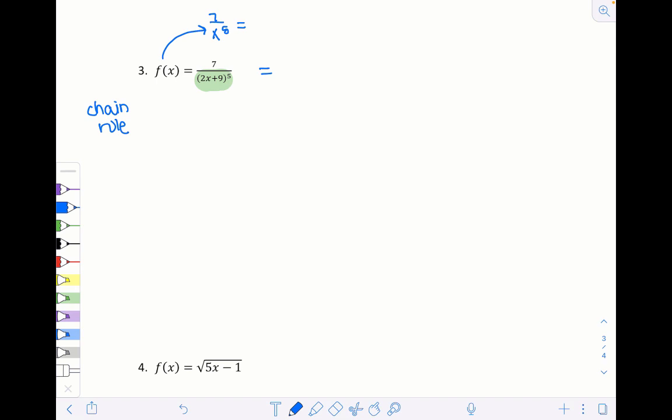So if I had 7 over x to the 5th, I could rewrite that as 7x to the negative 5th. So for our actual problem, I could rewrite that function as 7 times 2x plus 9 to the negative 5th. So to take the derivative, try and see that outside piece, like if I had just 7x to the negative 5th, I'm going to start the derivative that exact same way. So let me start to write the derivative now.